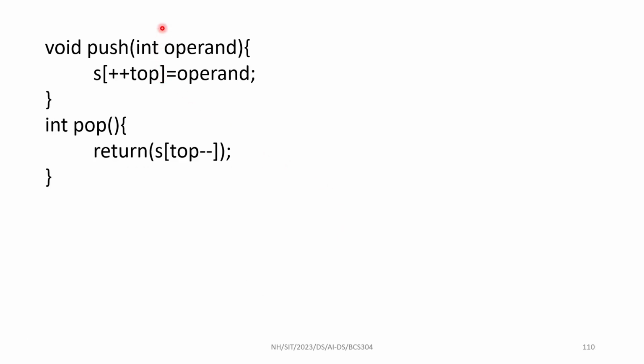For the push operation, you are going to push the operand. The operand is of type integer. Increment the top value. Our stack name is s, so ++top, then push the operand. In case of pop, return the top value and decrement the top value. First you pop, then decrement. Pop and decrement. Here, first increment, then push.